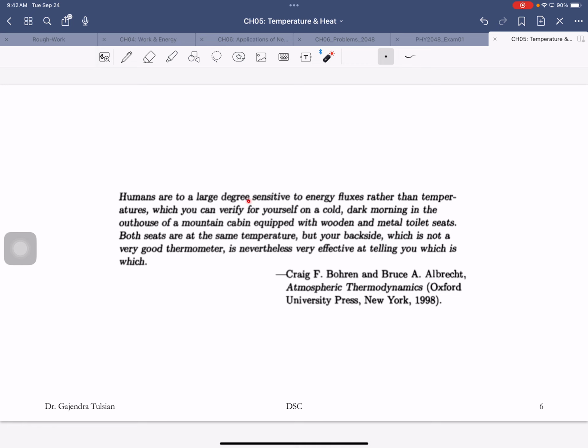Humans, to a large degree, are sensitive to energy fluxes rather than temperature, meaning how fast you're losing heat or gaining heat. That's what you're sensitive to. So humans are not good thermometers. You can verify this for yourself on a cold, dark morning in the outhouse of a mountain cabin equipped with wooden and metal toilet seats.